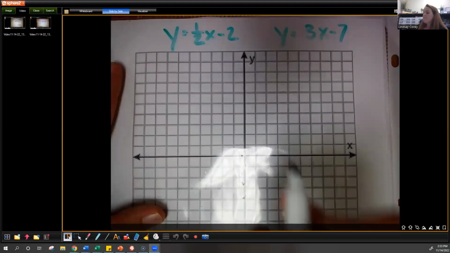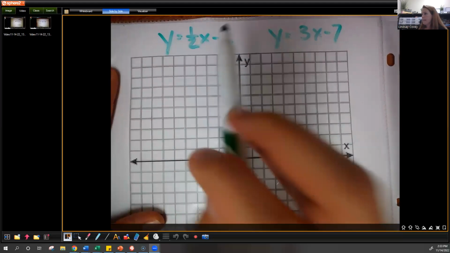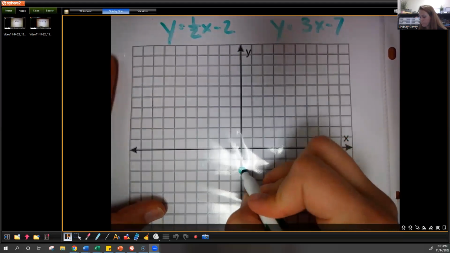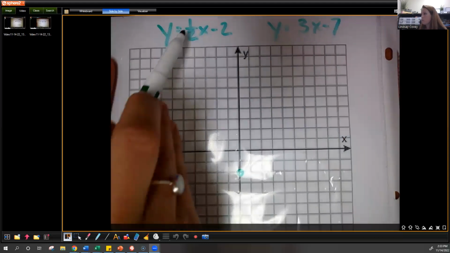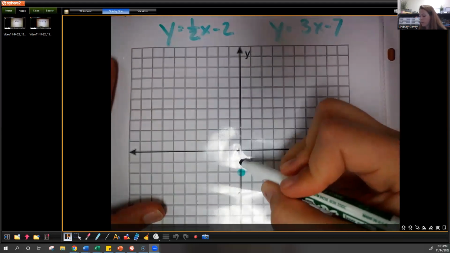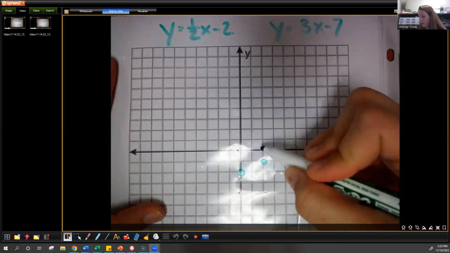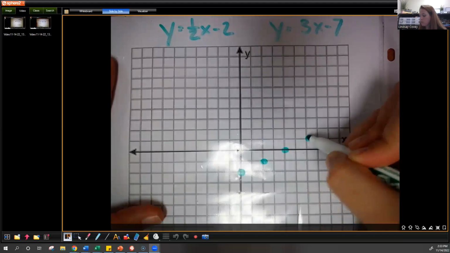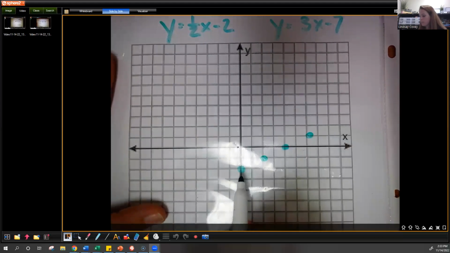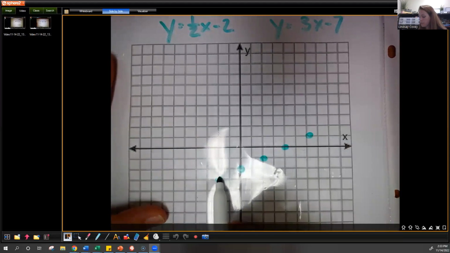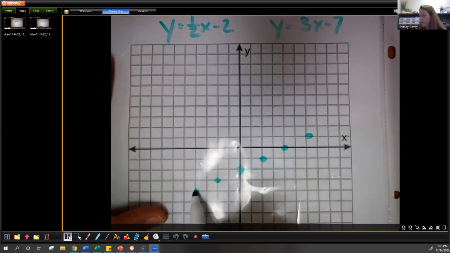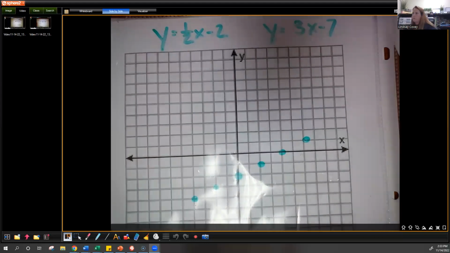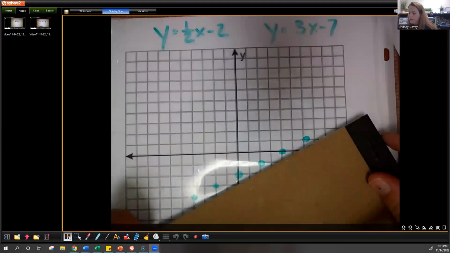My y-intercept for this one is negative 2. I start at the origin and go down to negative 2. Then my slope is negative 1/2. So I'm going to rise 1 over 2, rise 1 over 2, rise 1 over 2. And then I can actually go the opposite way, down 1 over negative 2, down 1 over negative 2. And I just created my line for the negative 1/2 x minus 2 equation.